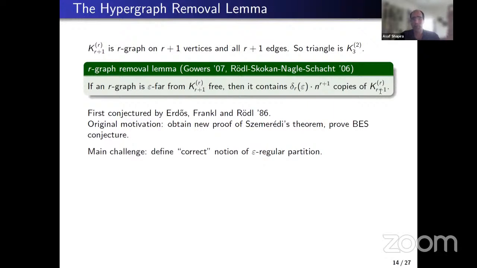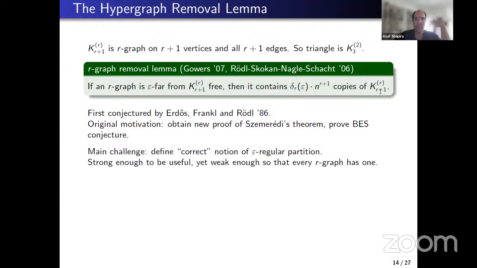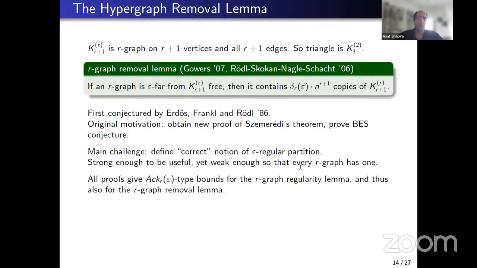So I defined what epsilon-regularity is for graphs, and we had this magical coincidence that this notion was useful and every graph had such a partition. Now, it turned out that for hypergraphs, it's very difficult to define the correct notion. Again, the idea is that we want a notion that will be strong enough to be useful, for example, that we could prove the r-graph removal lemma using it, but weak enough so that every r-graph has such a partition.